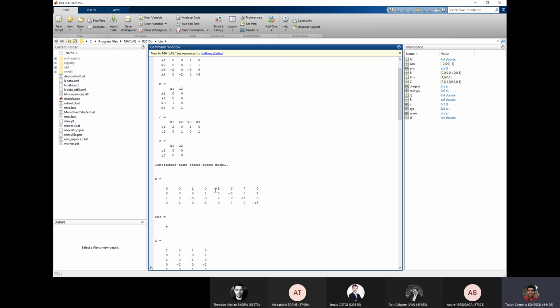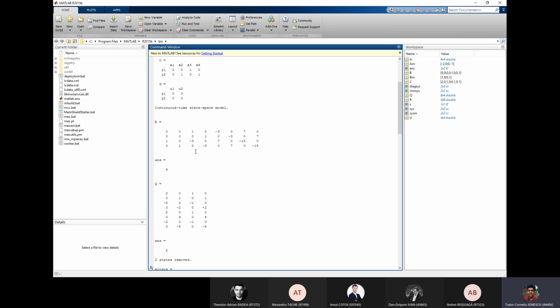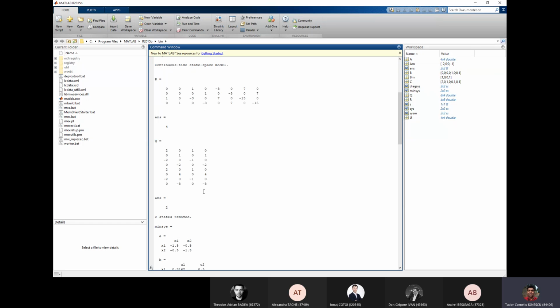And then we build the controllability matrix. We build the controllability matrix R, and the rank of R is 4, so the system is controllable. However, the rank of Q, if you look here, is 2. So the system is not observable. This is the observability matrix, C, CA, CA squared, CA to the power 3, or CA cubic.